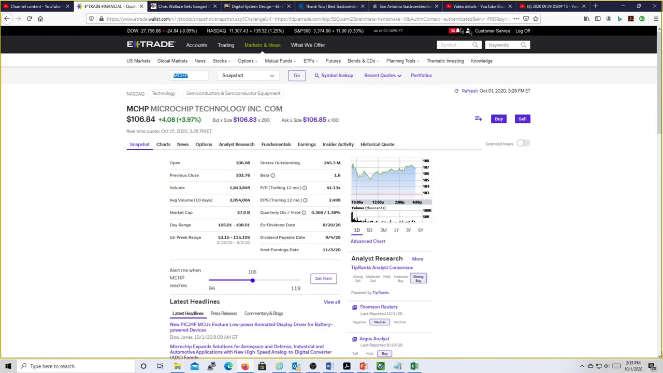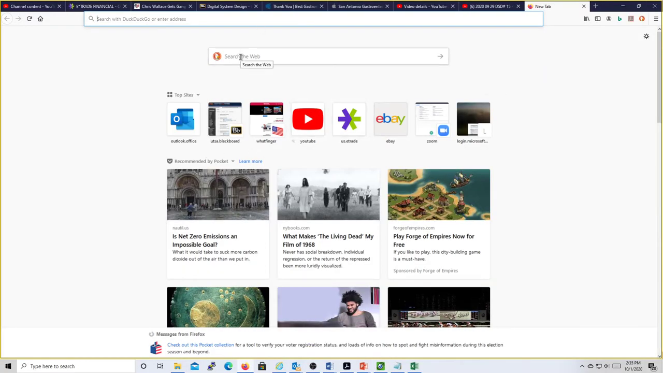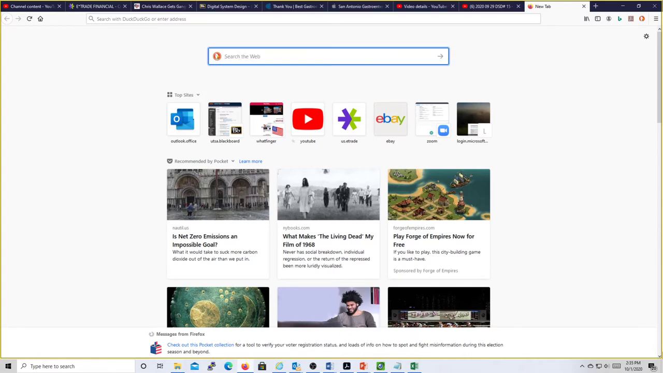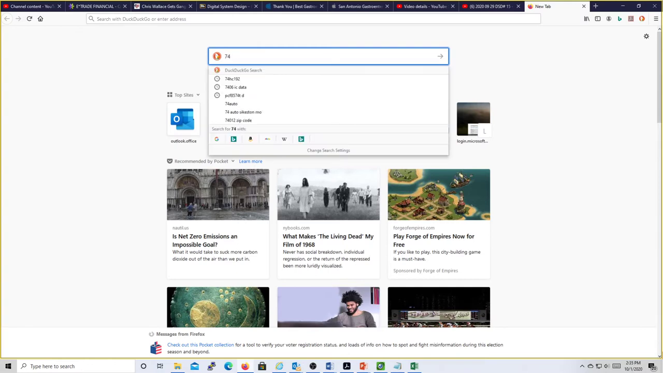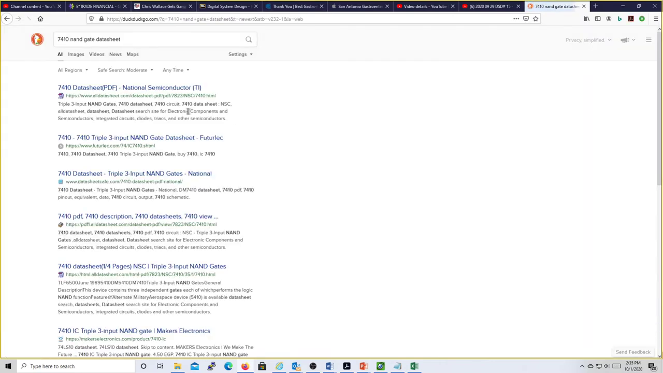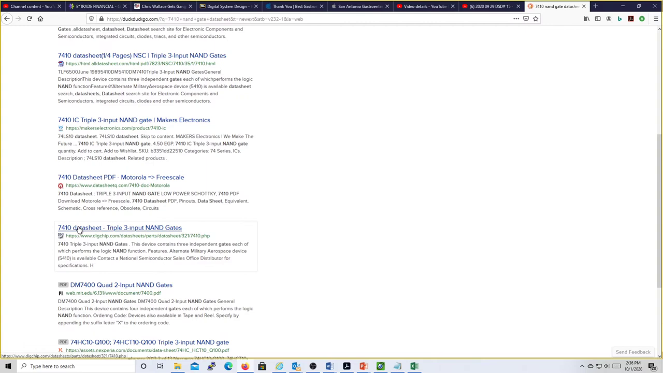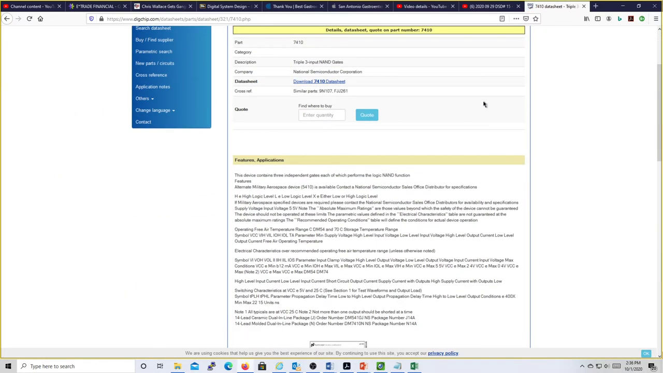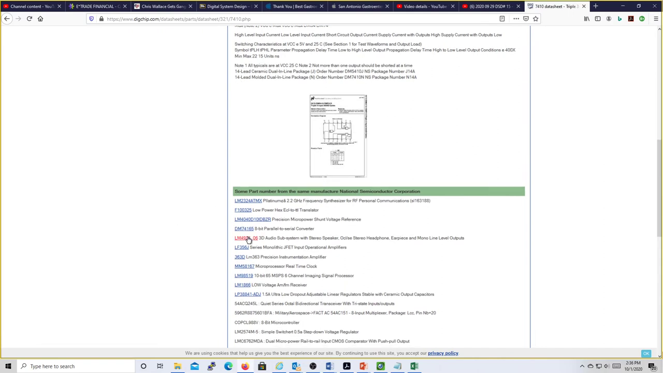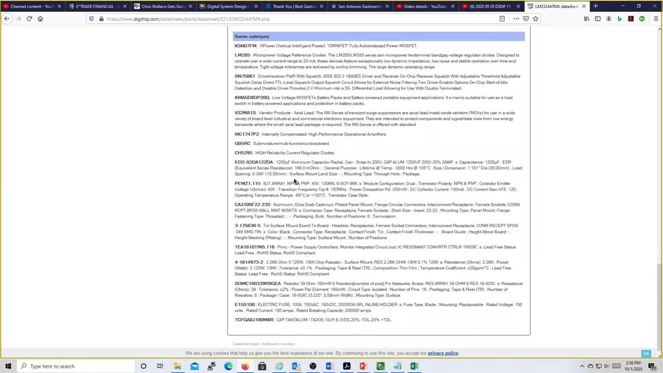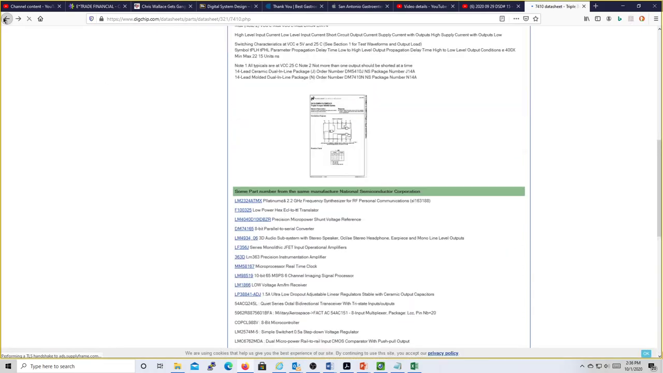If I bring up, say, a data sheet, let me do this. Let me bring up a data sheet for, let's say, a 7410. There's a NAND gate data sheet, 7410 NAND gate data sheet, National Semiconductor. Well, it doesn't really matter. Okay, we'll just pick something. Sorry, I should have probably pre-done this.